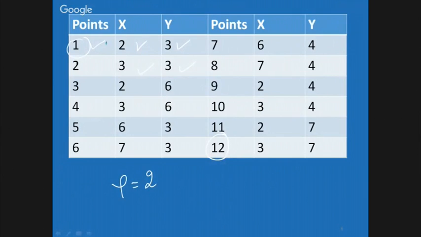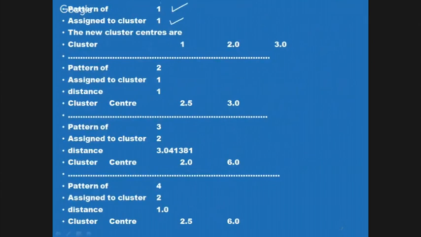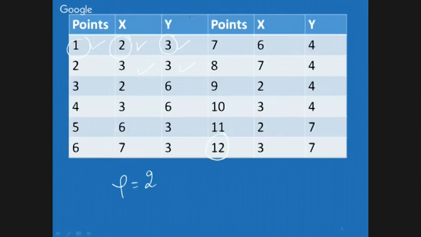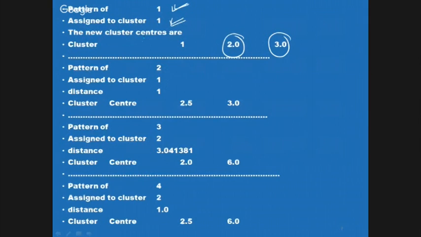So, first time the origin of the cluster is cluster 1, where the cluster center is 2 and 3, right? This is the cluster, 2 and 3, and the assigned cluster is 1, and this is pattern 1. Pattern 1 means this is the first pattern we are checking out, right? So, to start with, we are giving the same value as the first point.